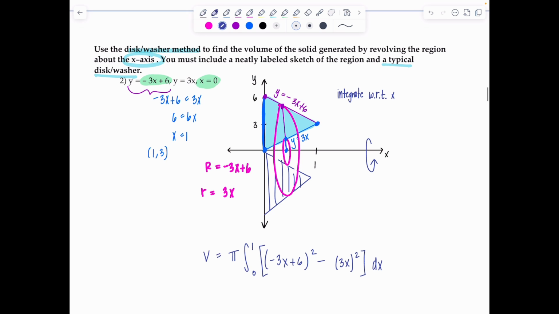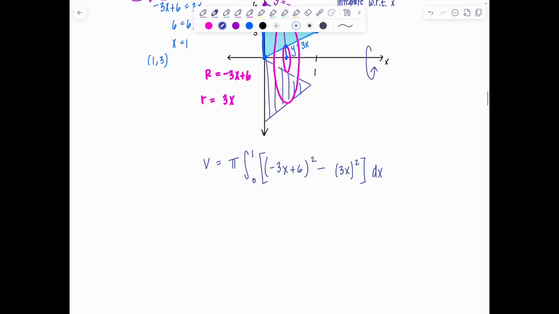Okay. Then from here, you just have to be careful. Some students messed up because they did not FOIL and clean up correctly. So this is pi times the integral 0 to 1. Negative 3x plus 6 quantity squared will be 9x squared minus 18x times 2, so minus 36x plus 36, minus 3x quantity squared is 9x squared dx. You have to square the 3 and the x.